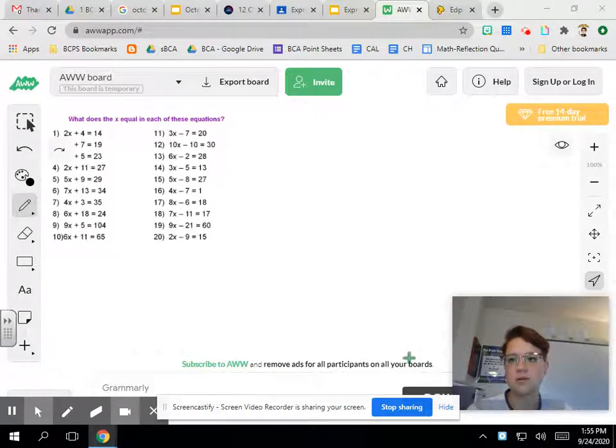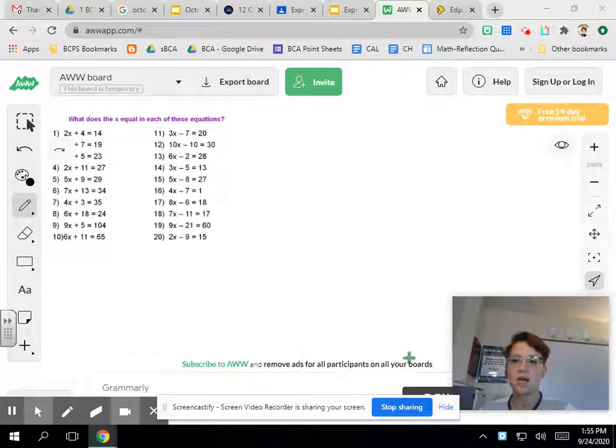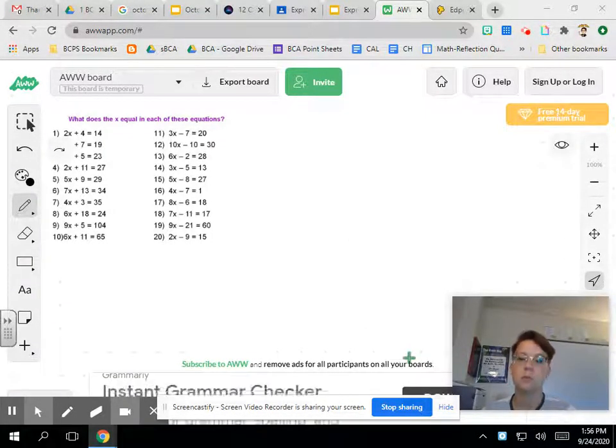Hey, 8th grade. Today we're going to talk about two-step equations. Last week we got pretty good with one-step equations where we had to either add, subtract, multiply, or divide in order to solve for a variable. Today we're going to look at what happens if you have to do two operations.